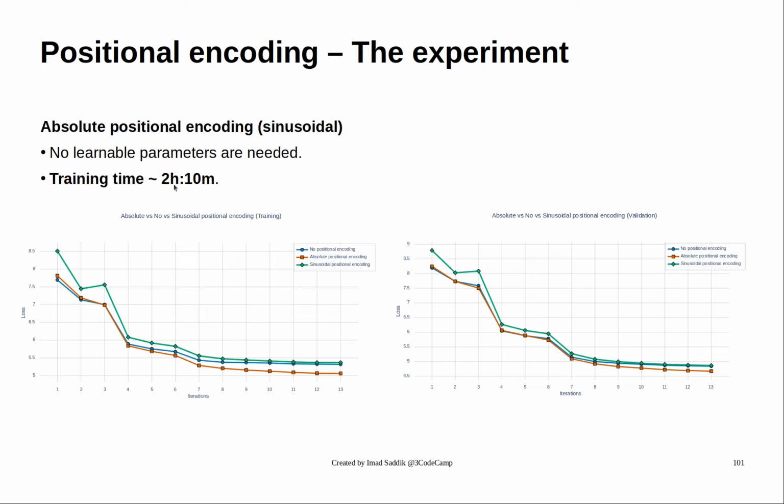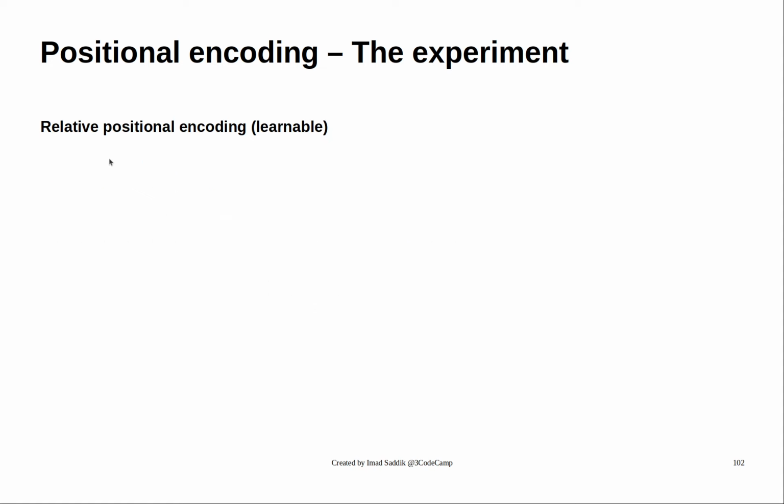Before that, I always forget to mention the training time. This one took 2 hours and 10 minutes. Next up, we have relative positional encoding. There are a few versions of this method, but I will show you the one with learnable parameters.